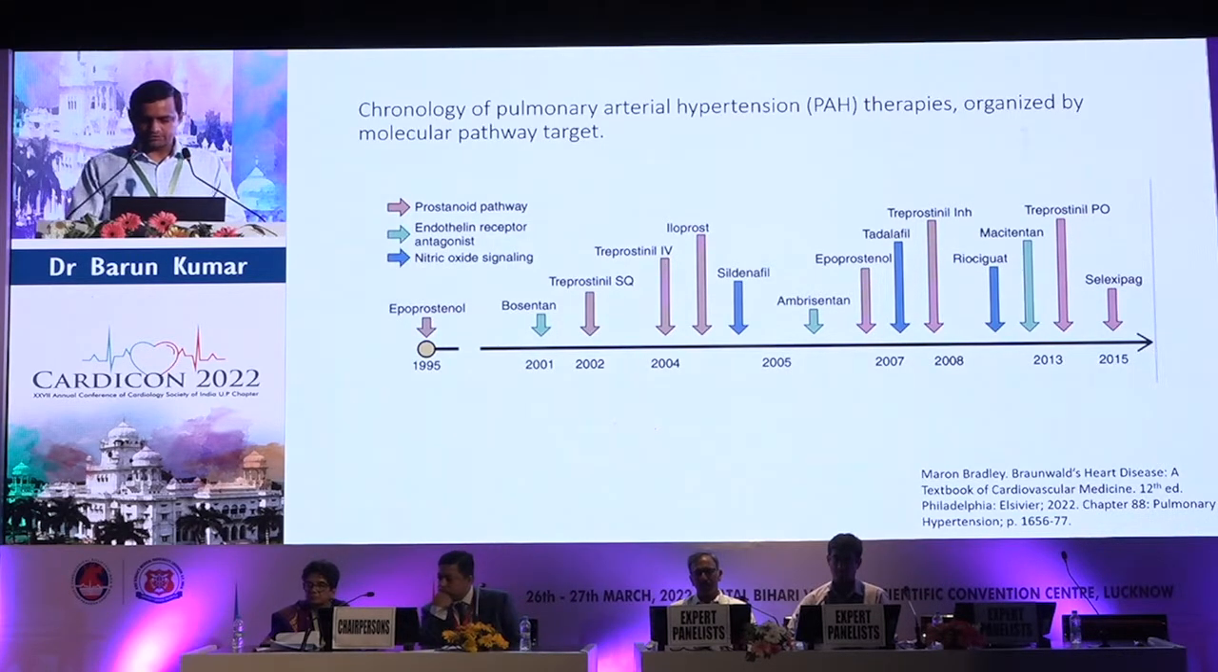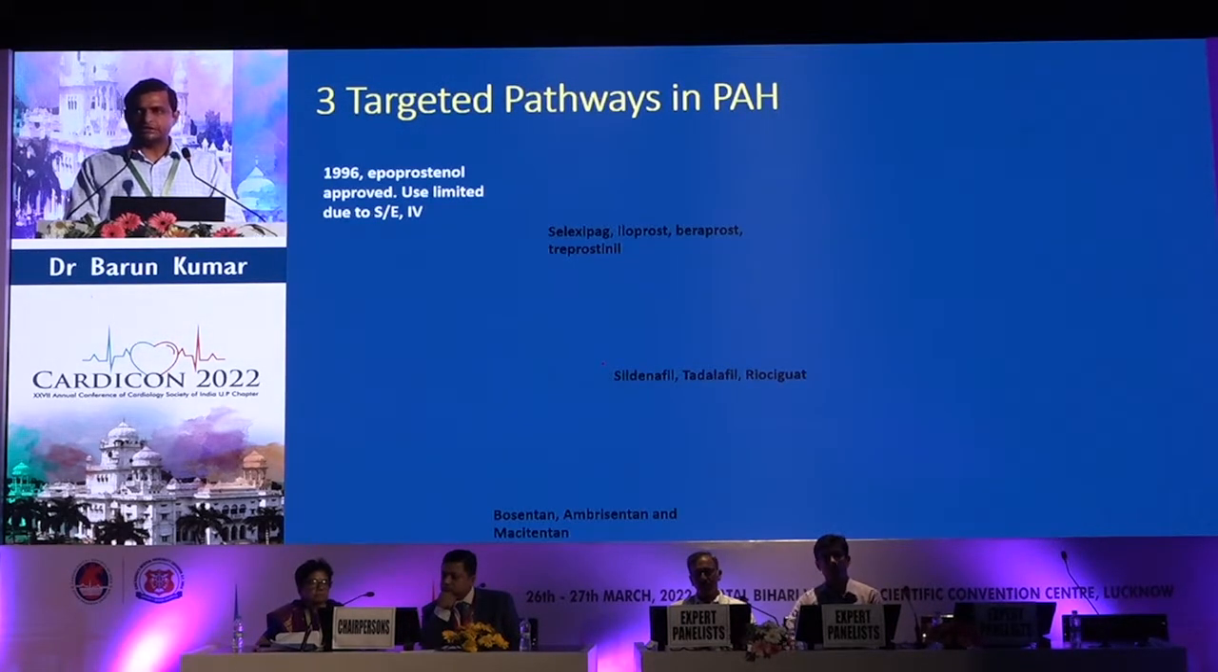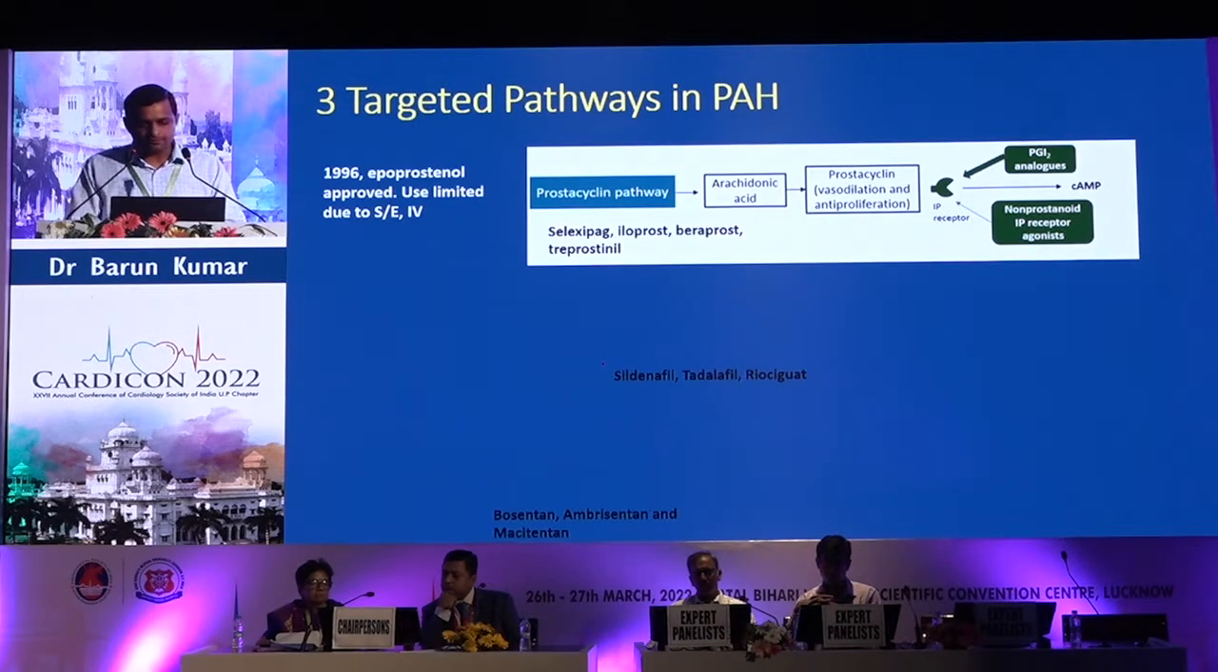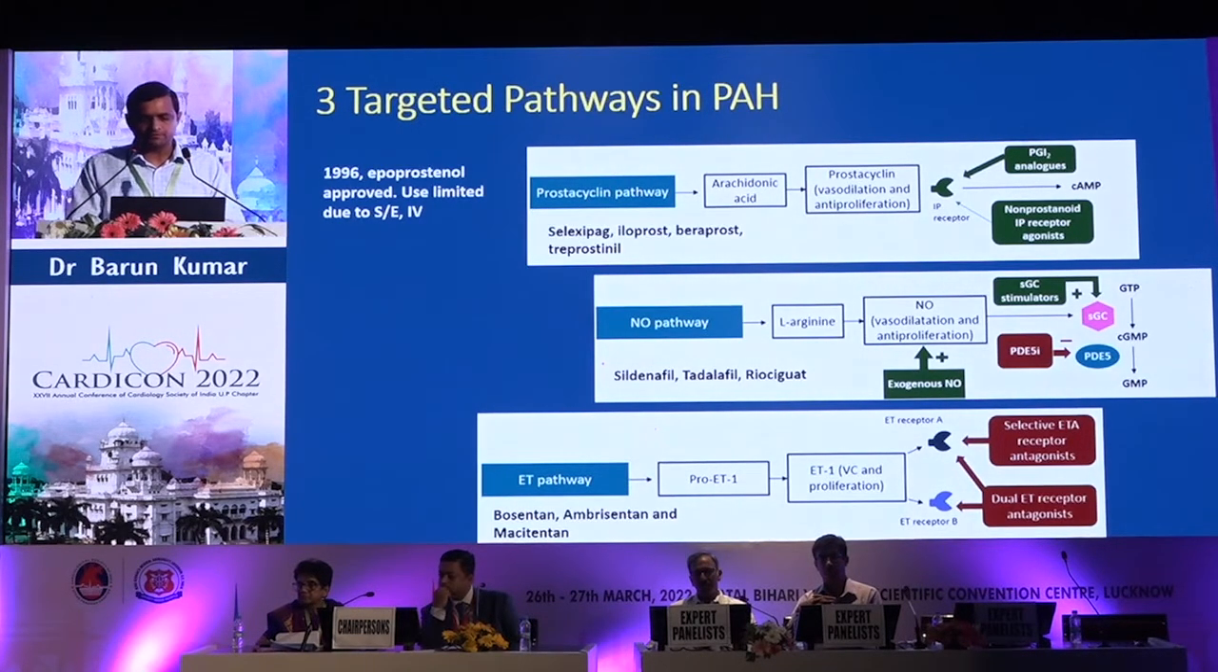Conventional therapy: the specific PH treatment has evolved from 1995 when IV epoprostenol was introduced, and now there are many drugs. More common are sildenafil, ambrisentan, tadalafil, treprostinil, and selexipag. So there are three pathways, as we know, targeted in pulmonary artery hypertension: the prostacyclin pathway, in which selexipag, iloprost, beraprost, and treprostinil are used; the nitric oxide pathway, sildenafil, tadalafil, and riociguat; and the endothelin receptor pathway, bosentan, ambrisentan, and macitentan.